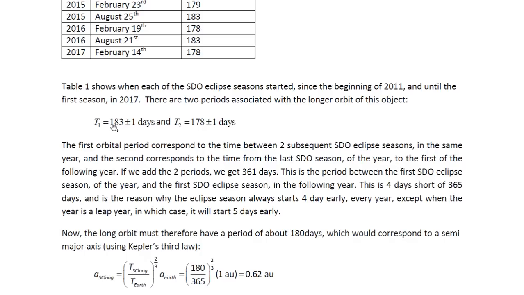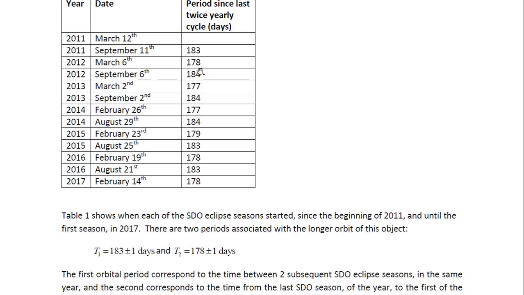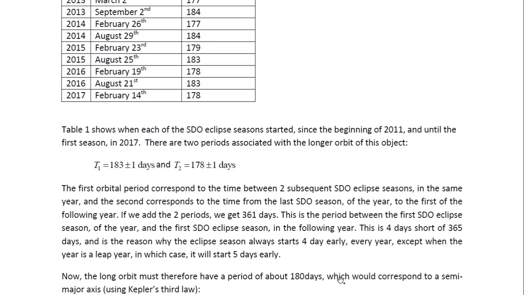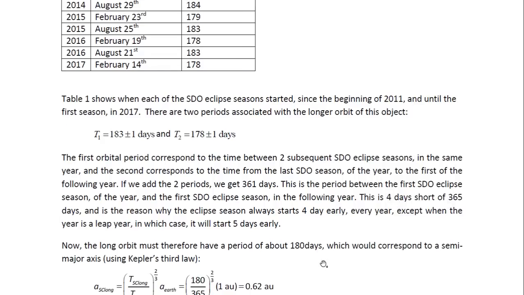So here what I did is I added 183 and 178, and that gives us 361 days. And this is the period between the first SDO eclipse season of the year and the first SDO eclipse season in the following year. And this is 4 days short of 365 days, the number of days in a year. And this is therefore the reason why the eclipse season always starts 4 days early every year, except when the year is a leap year, in which case it will start 5 days early.